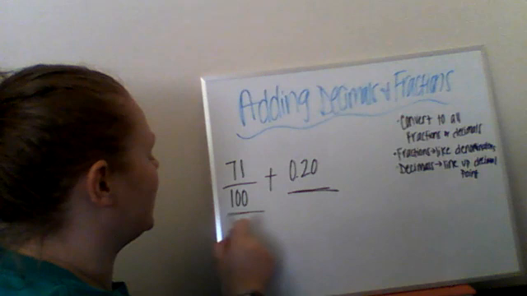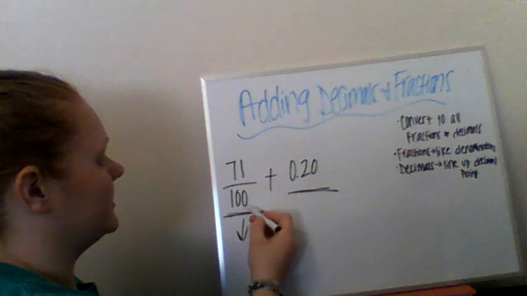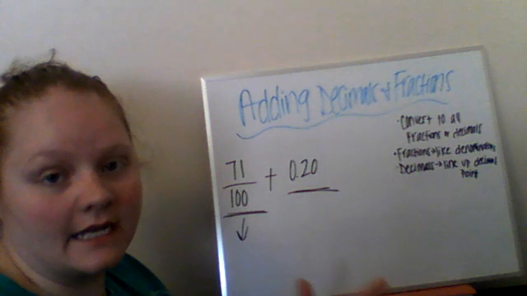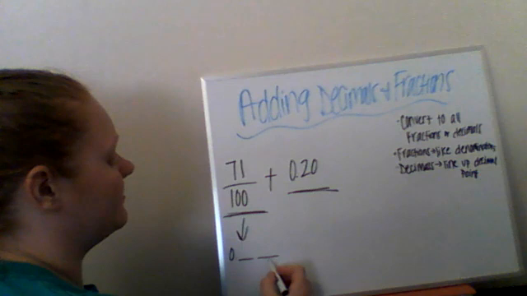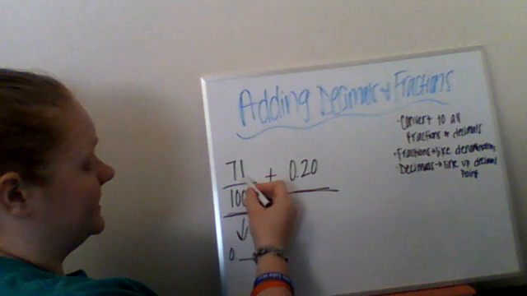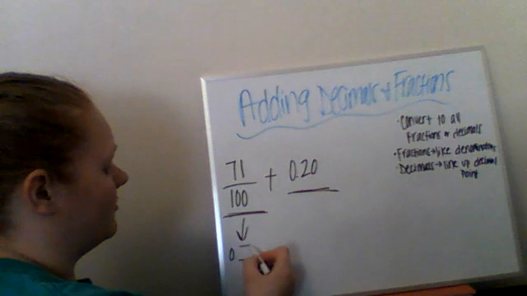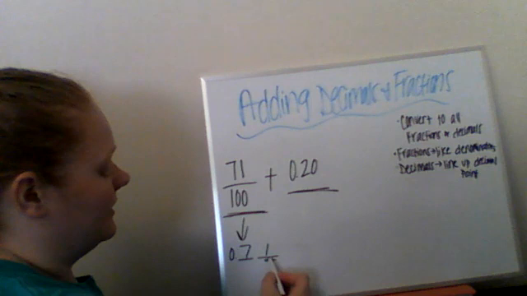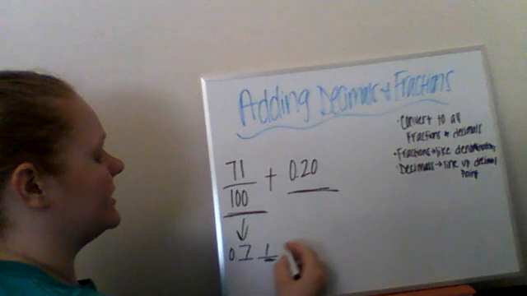Okay, if I look at my denominator, I have hundreds. That tells me I'm going to be two place values after the decimal point. Okay, so my decimal is going to look like this because I'm going to be in this place value over here because I have tenths and hundredths. Okay, my 71 is my numerator, so that tells me those are the numbers that are going to come after the decimal point. So if I look right here, I have 71/100, tenths, hundredths. So 71/100. Okay, so I'm going to take 0.71 and I'm going to add 0.20.